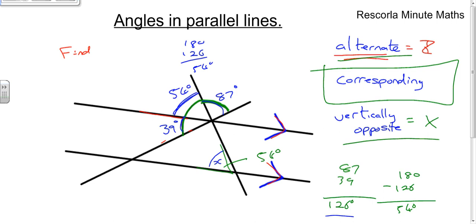Now, this is a thing that catches most people out. If you see here, we've got what's like an upside down F. And F angles, these two angles here, are going to be the same. And they're called corresponding. So any sort of F angles are called corresponding angles. That will come up in one of the exams this year. So please make sure you know that.